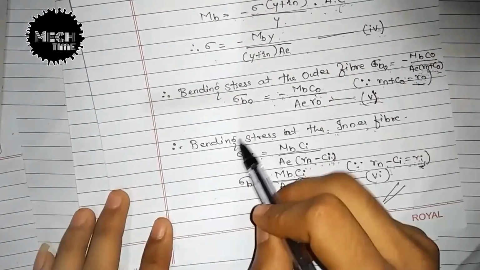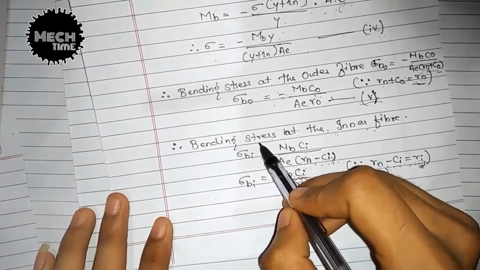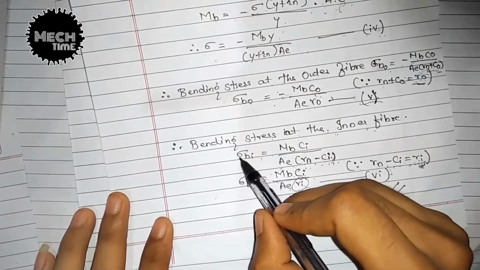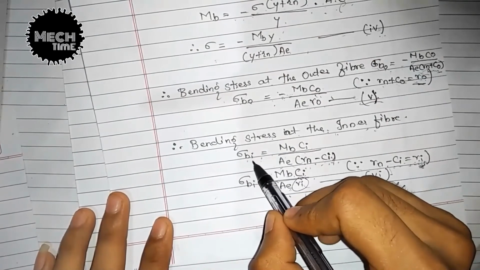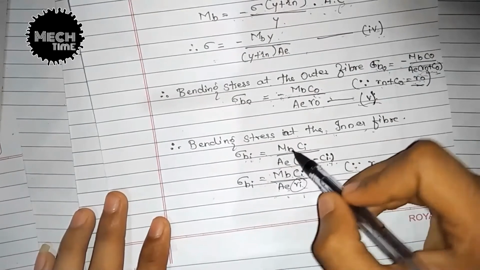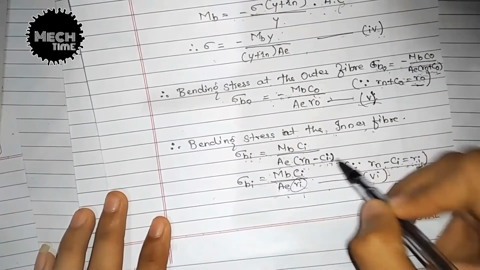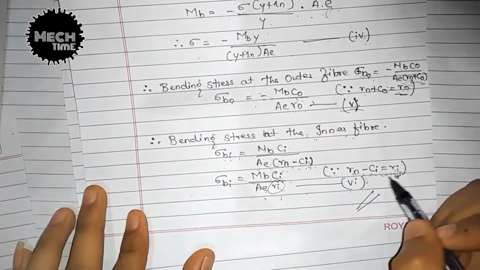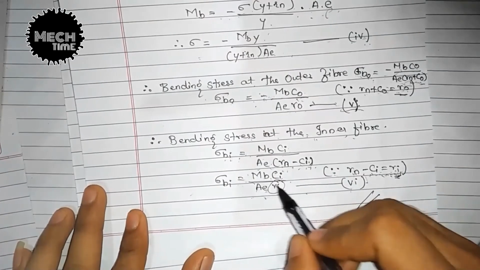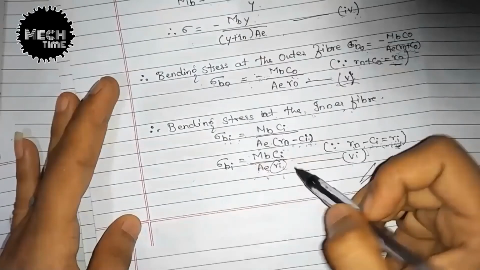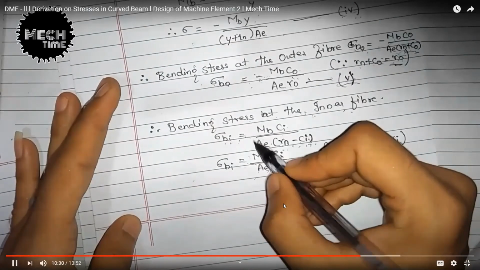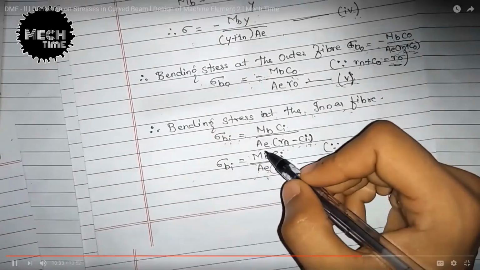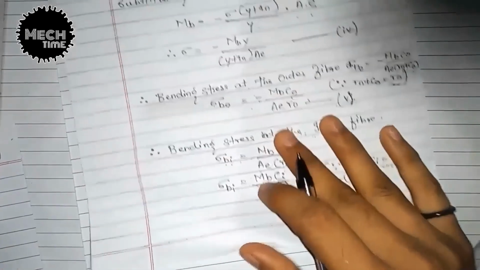Now we'll move to the next, that is bending stress at the inner fiber. So this is σBI. σBI is nothing but bending stress at the inner fiber. σBI is equal to MB CI by AE into Rn minus CI, where Rn minus CI is nothing but Ri. So substitute in this, where CI is, as I told, the distance from the neutral axis to the inner fiber. As you can see, I didn't take a negative sign because it is a tensile stress, hence positive sign. So up to this only, the derivation is.